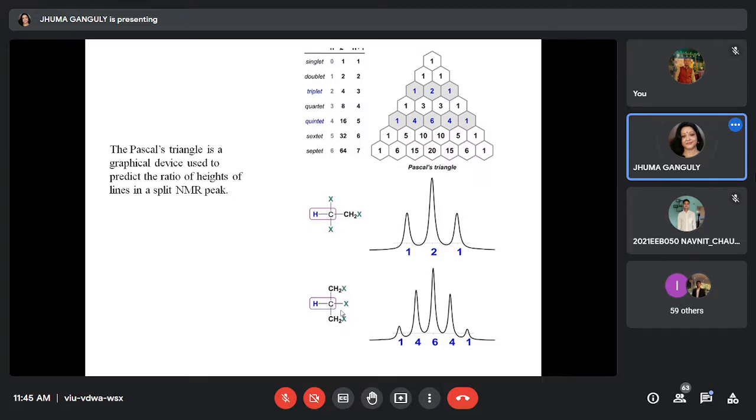Okay, clear? So you have to tell this thing. We provide the molecule, you have to tell the probable chemical shift position, the spin splitting nature and the line intensity according to Pascal's triangle. This type of question is very simple, but if you don't know exactly what happens with this, you cannot write it.